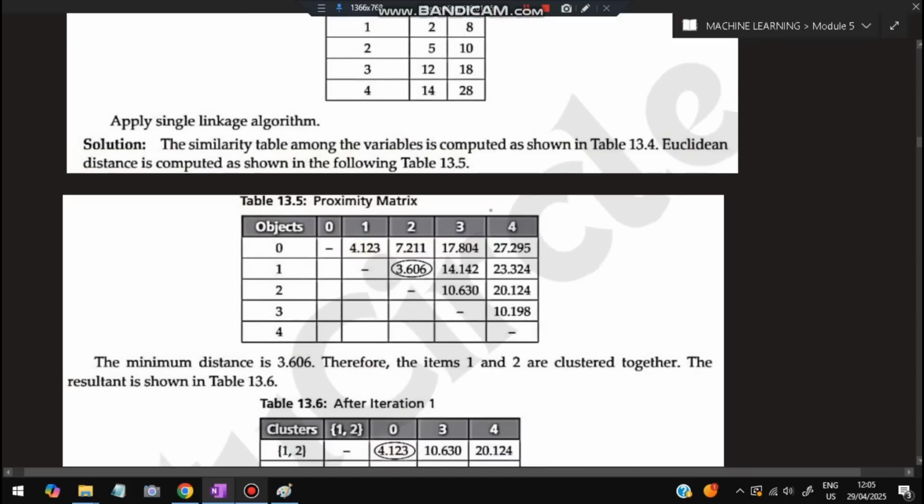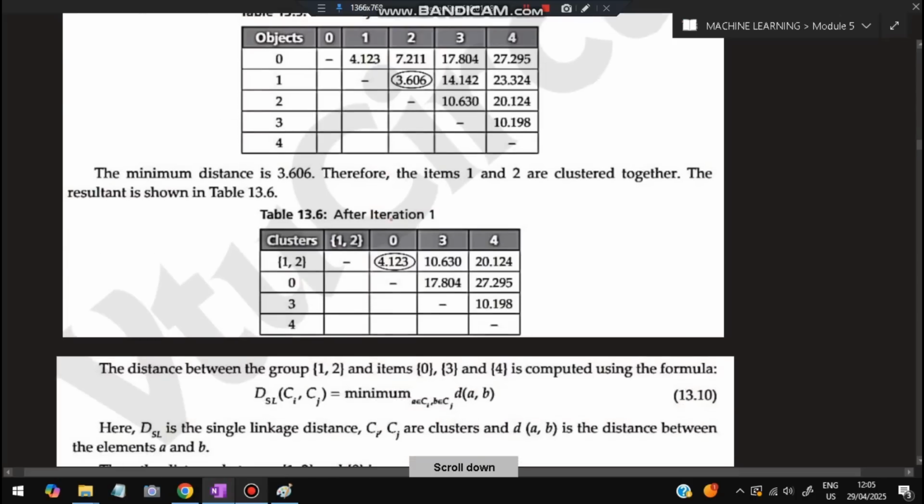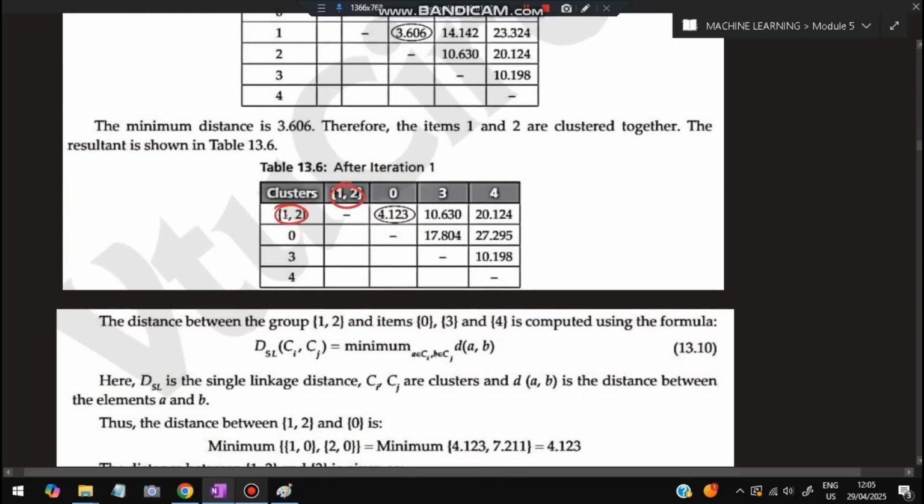Like that, all distances will be calculated and we will be seeing which is the least distance. Least distance here is between object 1 and 2. So object 1 and 2 are the most closely related among all the other objects, so this will be taken as one cluster. When you take it as one cluster, we'll write it like this, 1 2 together. Then again we'll calculate the distances.